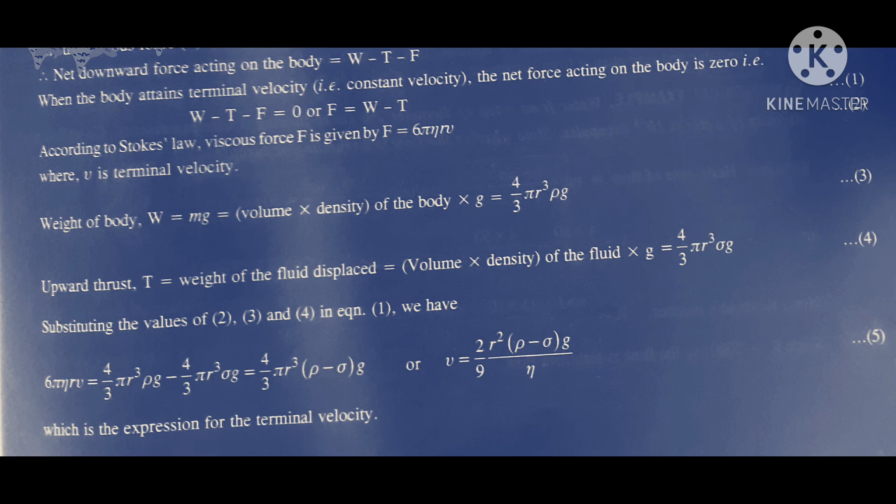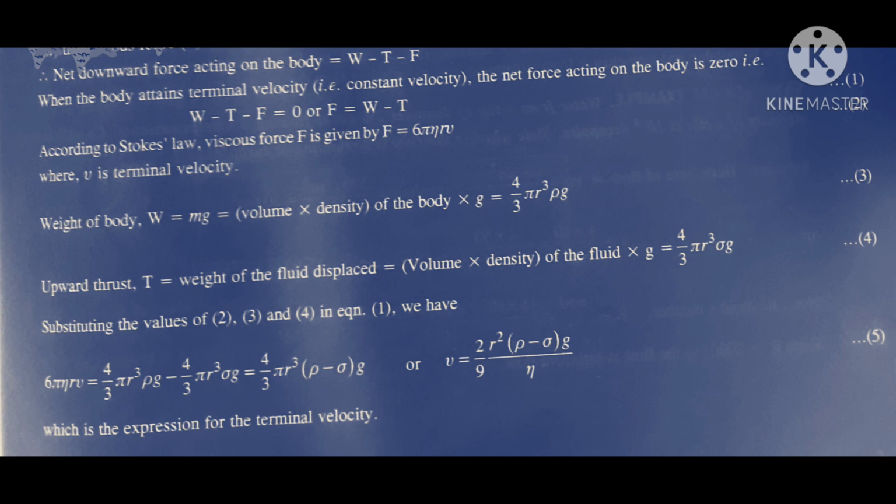At terminal velocity, the net force acting upon the body is 0, that is W minus T minus F equals 0, so F equals W minus T. This is equation 1. Now we can apply the Stokes law: F equals 6 pi eta r v, where v is the terminal velocity.